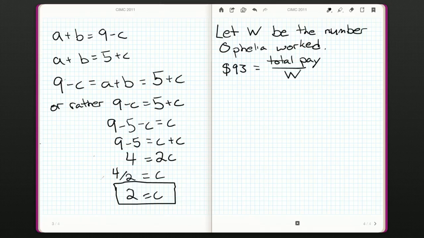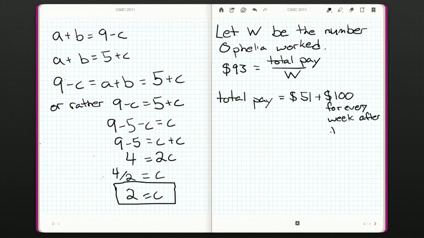So let's think. What might her total pay be? Well, we know her total pay is an expression something like this. Total pay, she got $51 the first week. That's what the question told us. And then every week after, she got $100. Every week after the first. Okay, so to figure out her total pay, we need to know how many weeks after the first week Ophelia worked.